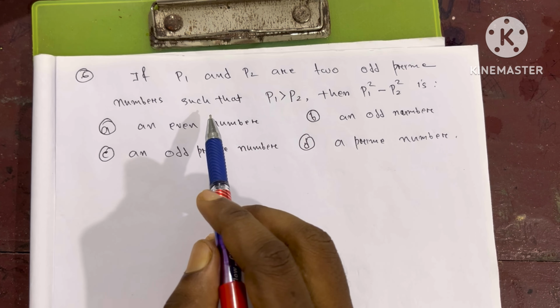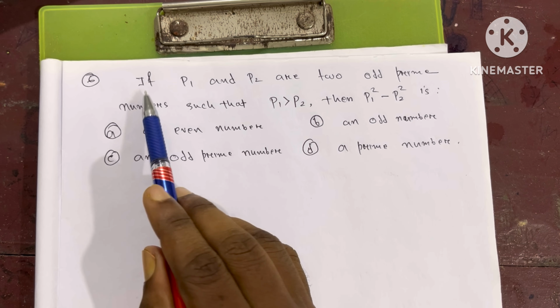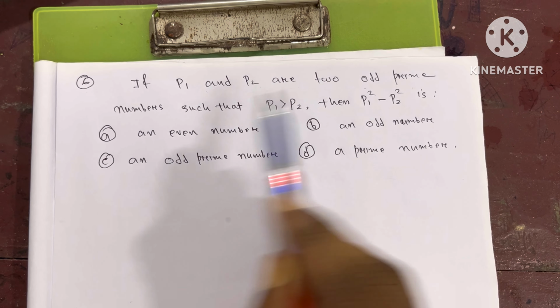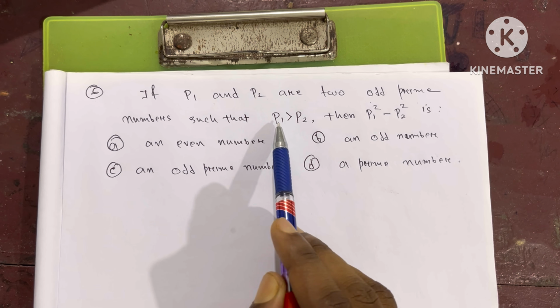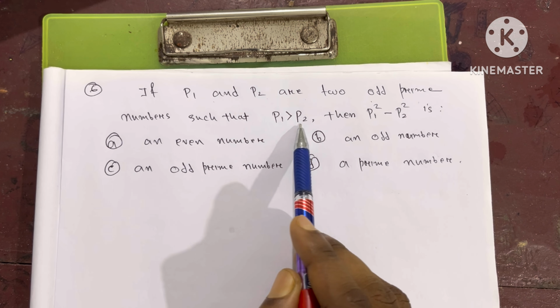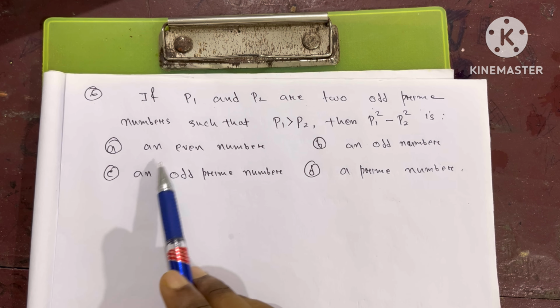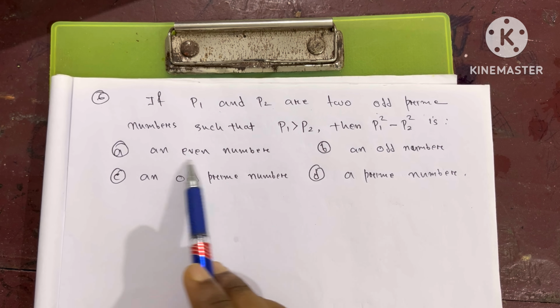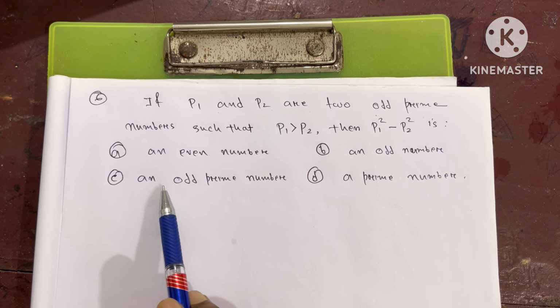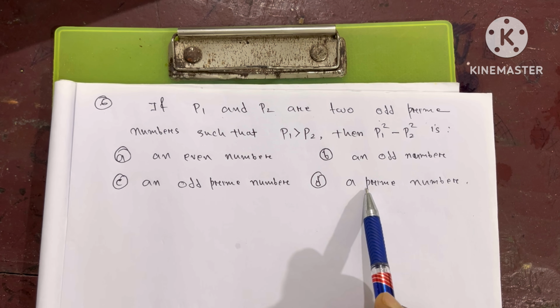So question number 6. If P1 and P2 are two odd prime numbers such that P1 is greater than P2, then P1 square minus P2 square is what? Option A, an even number; option B, an odd number; option C, an odd prime number; option D, a prime number.